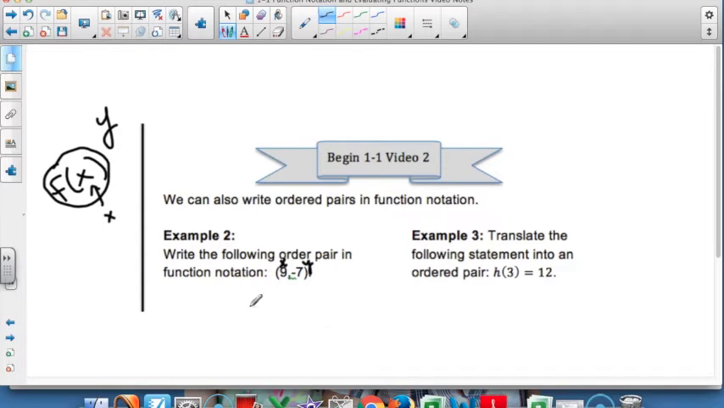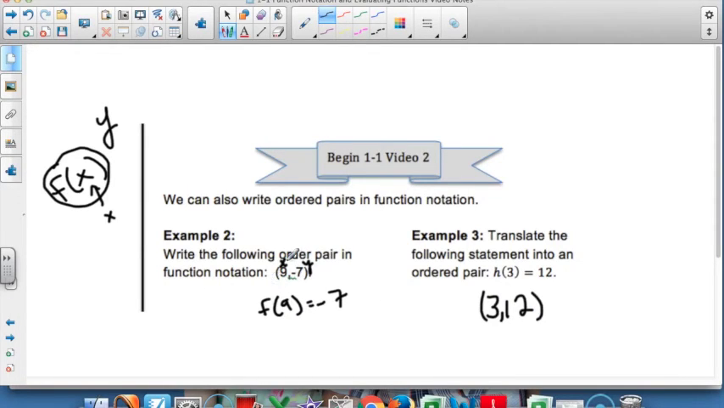So if I were going to write this in function notation, I would write f of 9 equals -7. Because I'm replacing that x with 9, I'm saying that this whole f of whatever is equal to the y value, or is equal to -7. Okay, so whatever is in the parentheses, that is not saying h is being multiplied by 3, that's saying h of 3. So 3 is your x, 12 is your y. So there's my ordered pair if I were going to put it as an ordered pair.